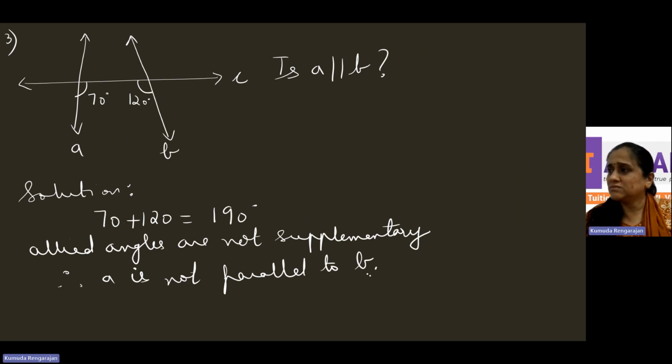Understood what I'm trying to say? Now, why did we add 70 and 120? Because by position, they are allied angles. So you must check if allied angles are supplementary. So you add and you get 190. 190 doesn't mean supplementary. So you must say allied angles are not supplementary. That means the lines are not parallel. A is not parallel to B.